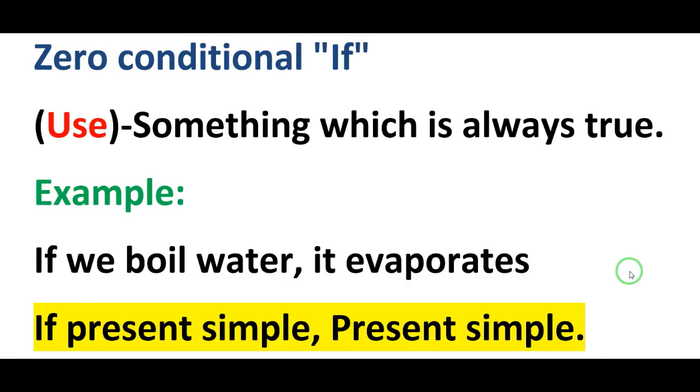For example, if we boil water, what happens? It evaporates. So in this case, if consists of present simple plus present simple. As we can see in this example, the first sentence is present simple and the second sentence is present simple. So this is the zero conditional if. Look at this form, if plus present simple, only talking about scientific facts.